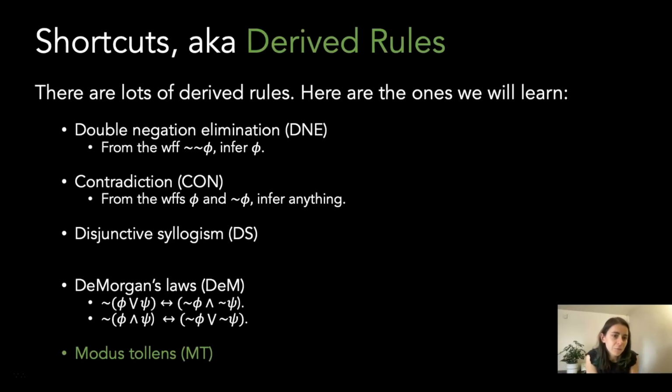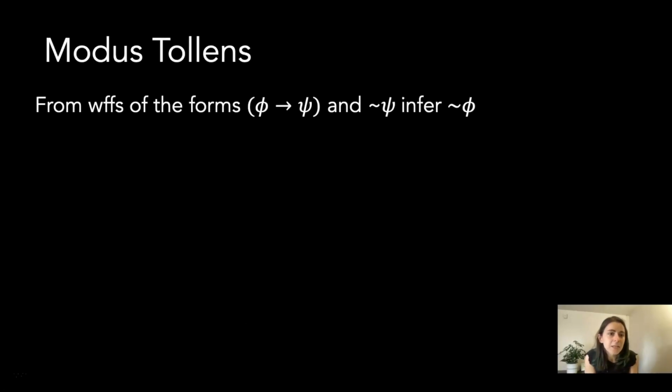The final derived rule is called modus tollens. Modus tollens works like this. If you have a conditional statement like phi implies psi, and you have the negation of the consequent, negation psi, you can infer negation phi. So for anybody that's familiar with the contrapositive of a statement, if you have phi implies psi, the contrapositive is negation psi implies negation phi. Modus tollens is just relying on that contrapositive.